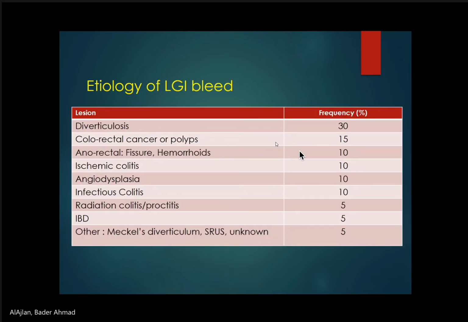The etiology, which is important to know, is the etiology for lower GI bleeding. The most common is diverticulosis at 30%. Then colorectal polyps and cancers are next, and the third is anorectal fissure and hemorrhoids. Of course, ischemic colitis, angiodysplasia, which is vascular malformations, and colitis, all of that can cause lower GI bleeds.